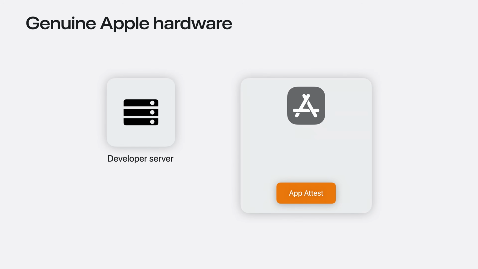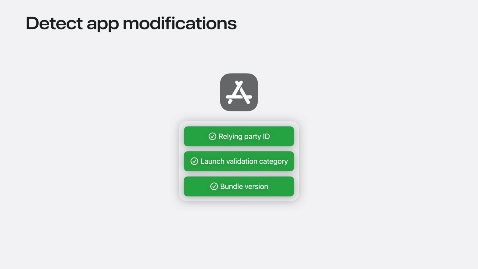App Attest can help ensure that your app is running on genuine Apple hardware. It does this by issuing an attestation, which provides cryptographic proof about the validity of your app running on the user's device. This can then be verified by your server, and it gives you the assurance that your app is running on a secure Apple device. Next, it helps make you aware of modifications to your app on the user's device. App Attest surfaces information about the relying party, launch category, and bundle version associated with your app, all of which can help you determine if your app has been modified.